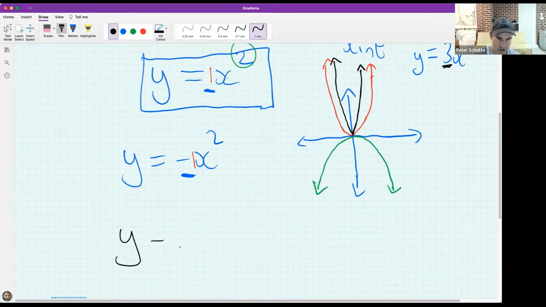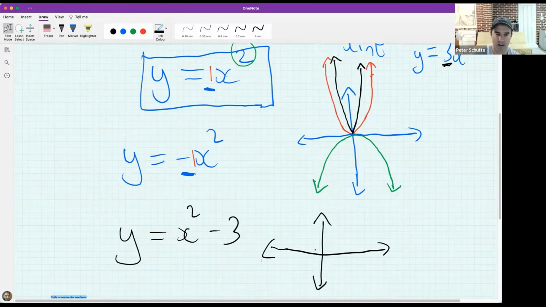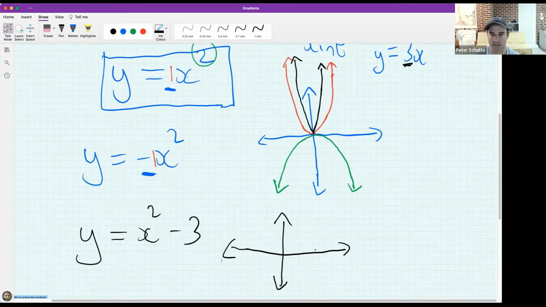Now one more thing before we really get going. What if I said to you that instead of being y equals x squared, it's now y equals x squared minus 3. It's still a happy graph, but something happened to this happy graph. What happened to it?